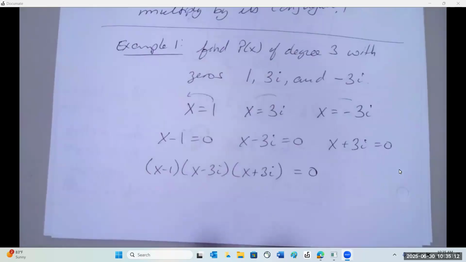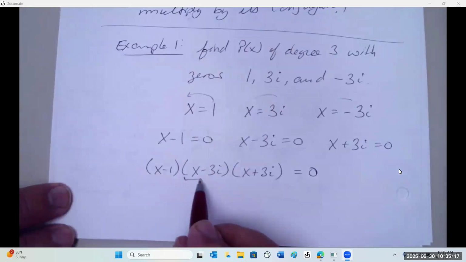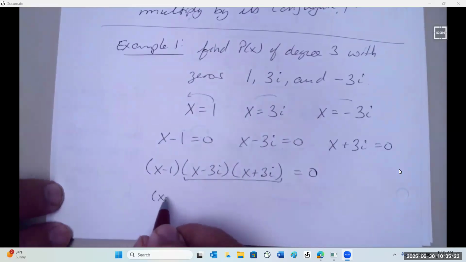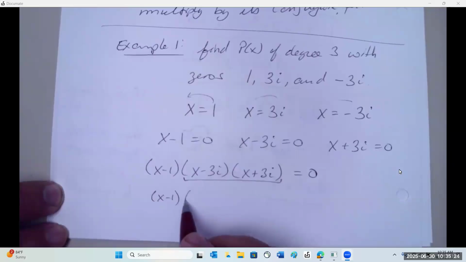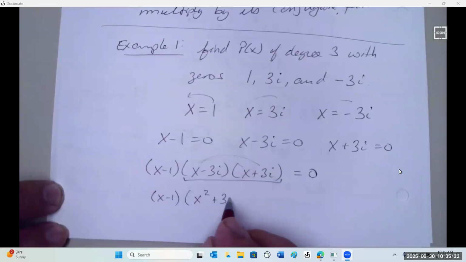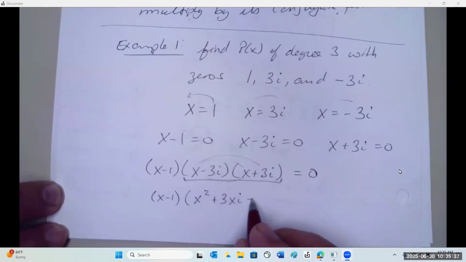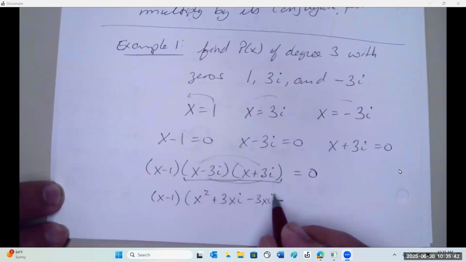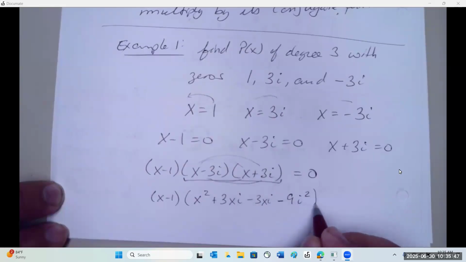Remember, we're looking for a polynomial equation, so we can't have parentheses. Since we have imaginary terms, let's multiply these together first. X times x is x squared. X times positive 3i is positive 3xi. Negative 3i times x is negative 3xi. Negative times positive is negative. 3 times 3 is 9. I times I is I squared.